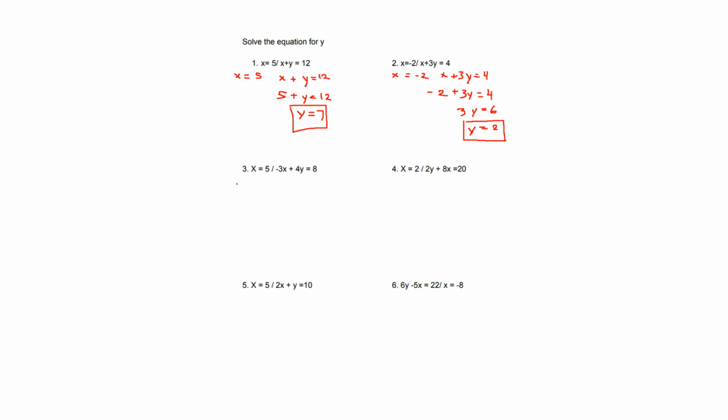For number 3, we have x equals 5 and -3x plus 4y equals 8. So we're solving for when x equals 5. If we plug that in, we get -3 times 5 plus 4y equals 8. -3 times 5 is also -15 plus 4y equals 8. 4y is also equal to 23. So if you divide both sides by 4, we get y equals 23 over 4.